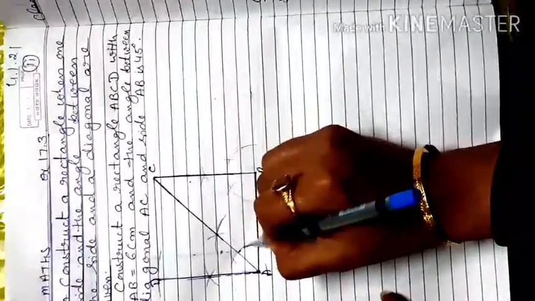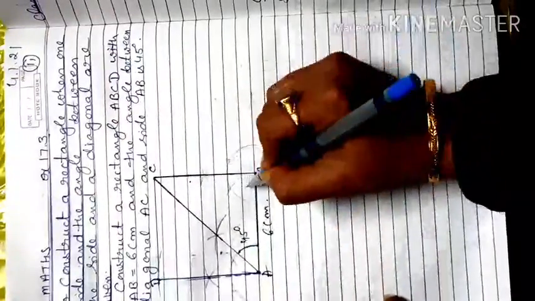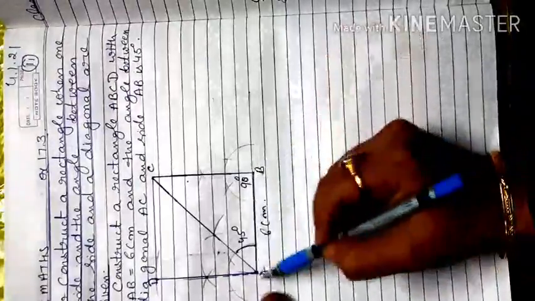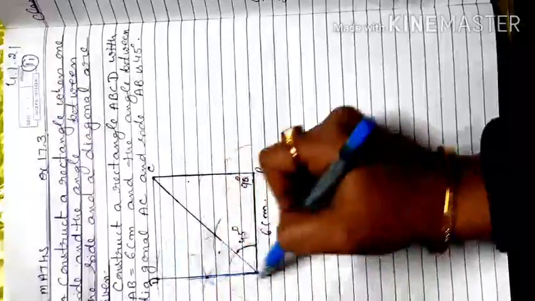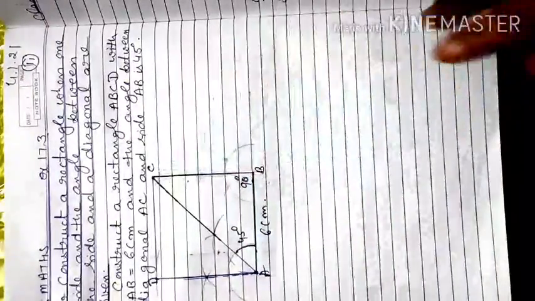So this 45 degree is the angle between the diagonal and the side. This is 90 degree according to the rectangle properties. So we join the 45 and 90 degree points at point C and complete the remaining figure according to the measurement of sides AB and BC.